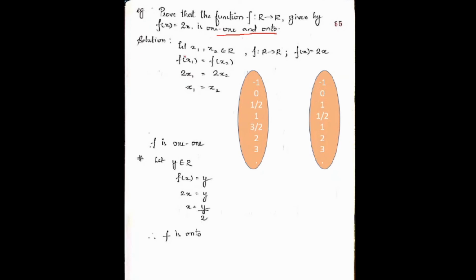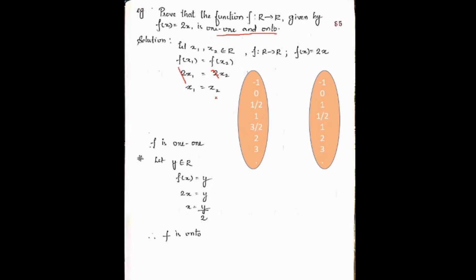Let x1, x2 belong to R. This is a mathematical way of presenting your one-one function. f from R to R, f of x is equal to 2x. f of x1 equal to f of x2. So what is f of x? 2x. So if it is f of x1, how will you write? 2x1. That is what is written here. 2x1 equal to 2x2. Next, 2 gets cancelled. So we have x1 equal to x2.